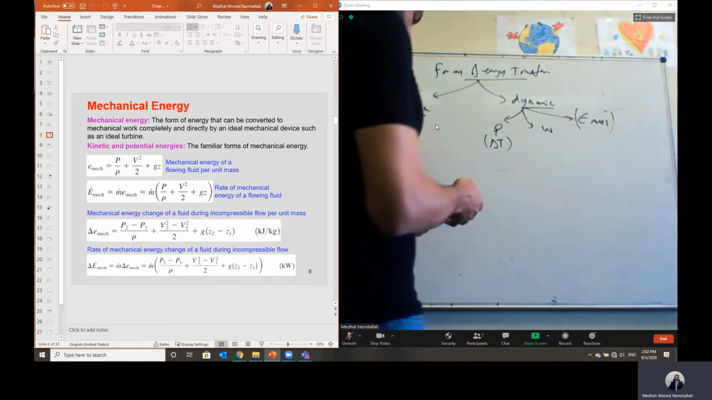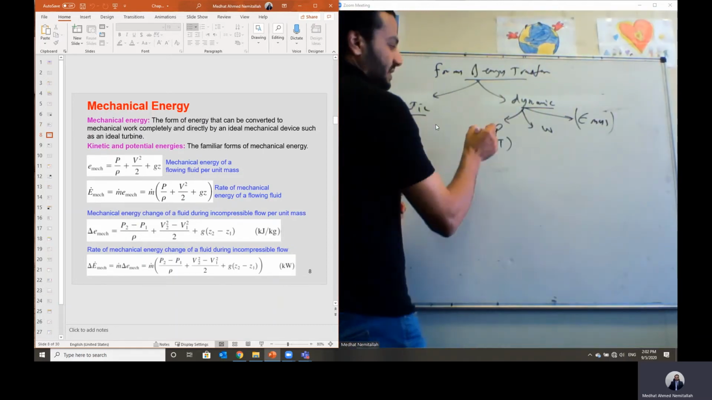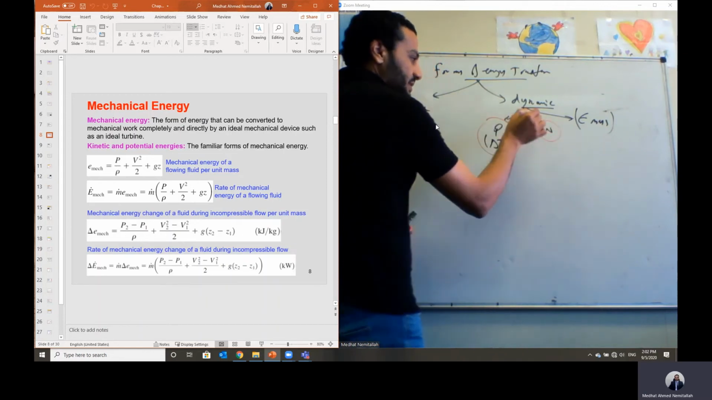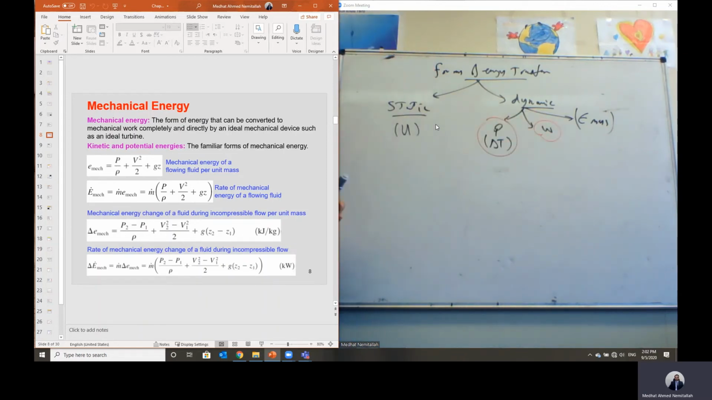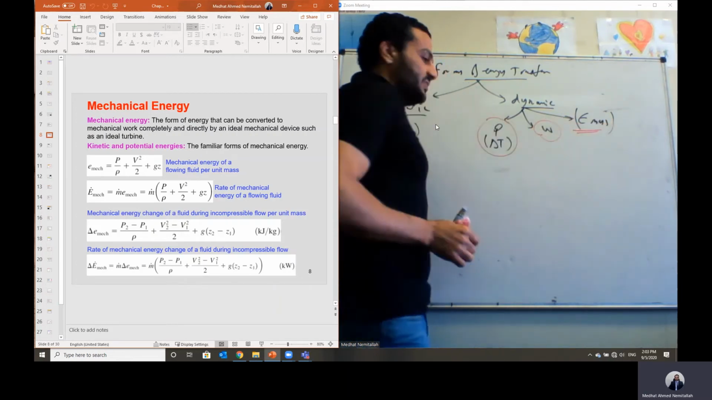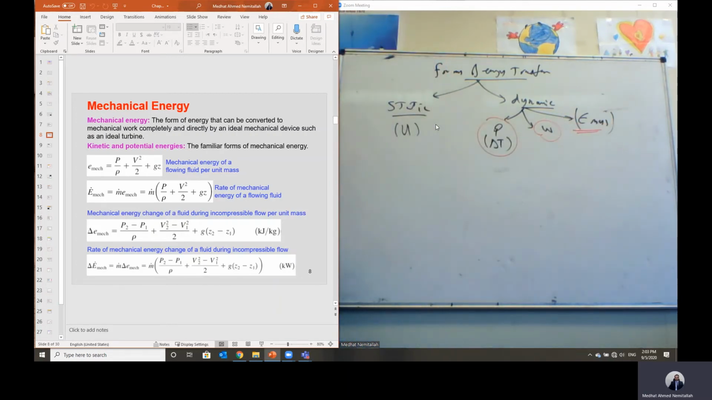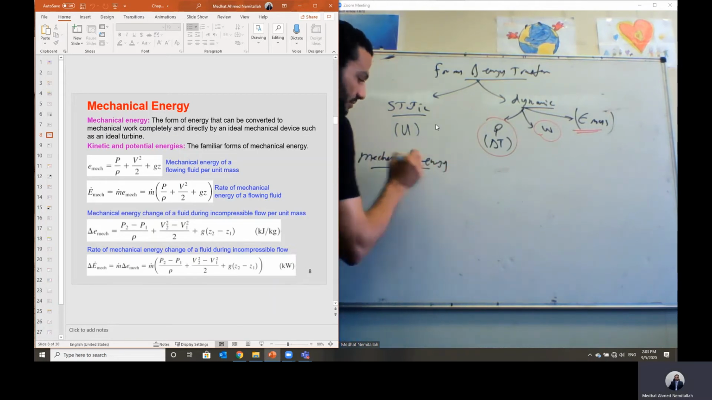Inshallah, next class we'll be talking about the forms of energy transfer by heat, and we'll also start talking about the different kinds of work. But let's start today, inshallah, with energy transfer by mass, starting with what's called the mechanical energy of the fluid.